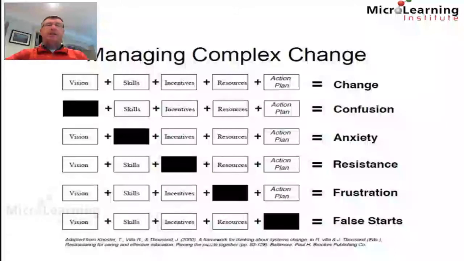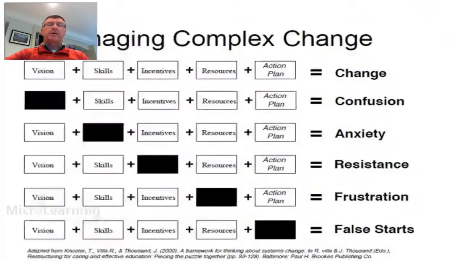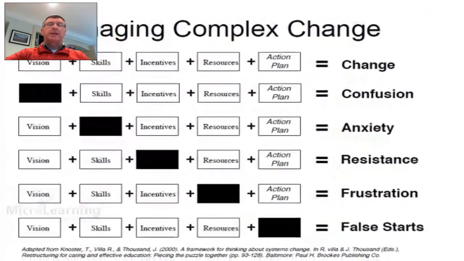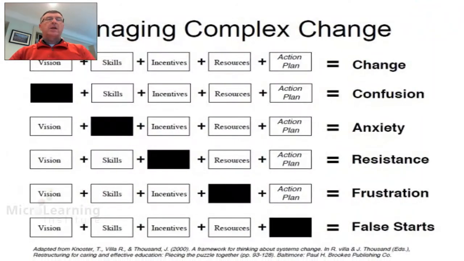Here's an interesting graphic about the key elements that are required to manage complex change. We can see at the very top here, if we want to achieve the change, we need a number of elements working together. One is a clear vision as to why the change is necessary. The second is the skills in the organization to implement the change. The third is the incentives and motivations for people to change. The fourth is adequate resources to put the change in place. And lastly, we need a very good action plan through which we can manage the change. If we have all of those elements, then the change is possible.